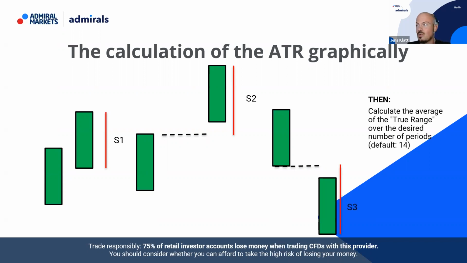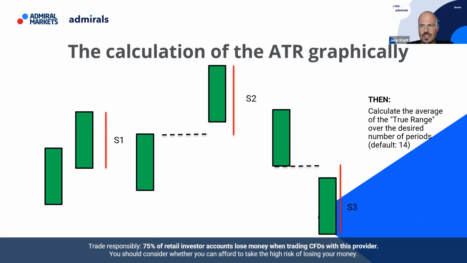Then you calculate the true range over the desired number of periods. The default is, for example, in this context, 14. If you type in average true range in your MetaTrader, as we will use it in the upcoming slides, when we go into this from a practical perspective, we will use the average true range of 14. It's the default I use here.